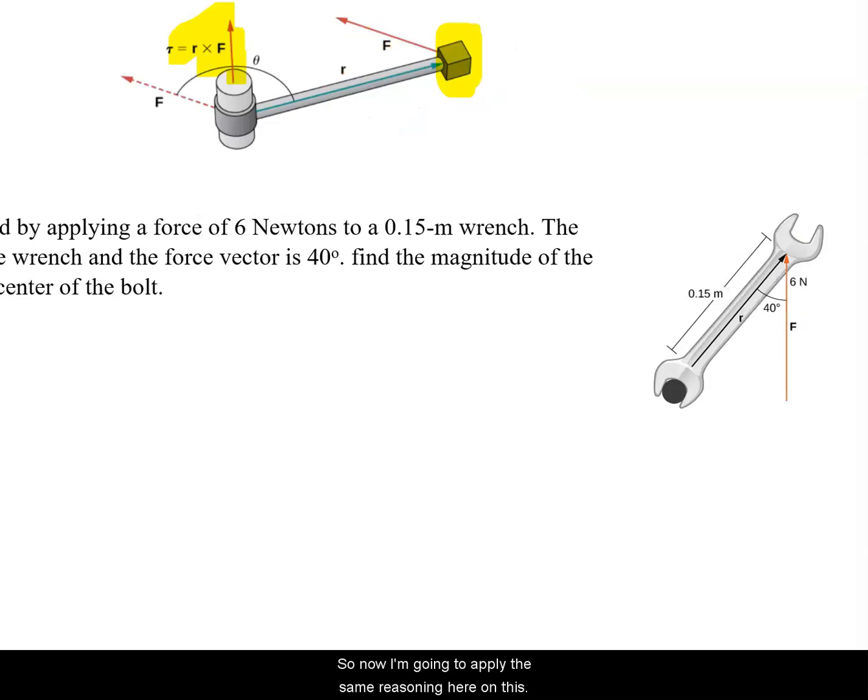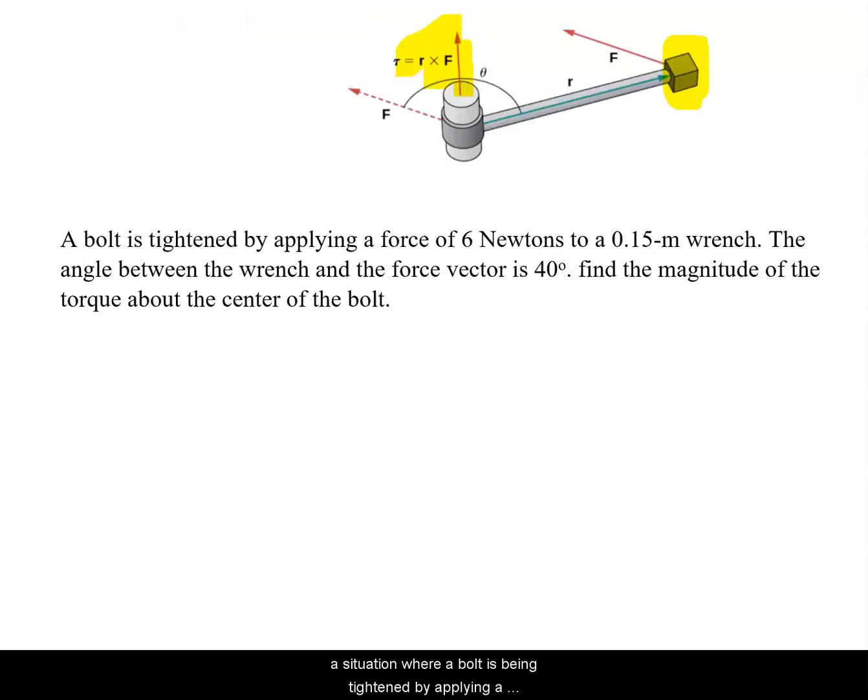So now I'm going to apply the same reasoning here on this bolt and wrench that we have. We've got a situation where a bolt is being tightened by applying a force of 6 newtons to a 0.15 meter wrench. The angle between the wrench and the force is 40 degrees. Find the magnitude of the torque about the center of the bolt.